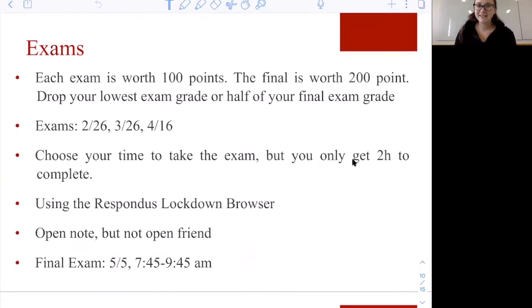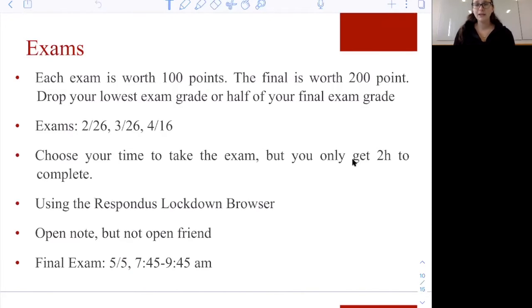And the last thing is exams. Each exam is worth 100 points, finals worth 200, and you get to drop your lowest exam grade at the end of the course. Our exams are going to be on February 26th, March 26th, and April 16th. You get to choose what time you're going to be able to take the exam. So I will give you guys a 24-hour time period to take this exam.